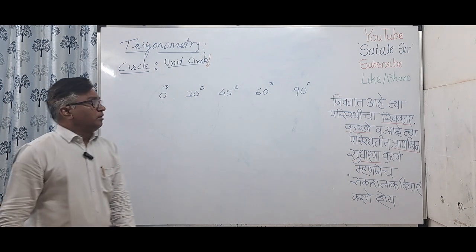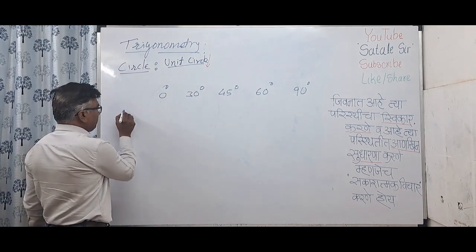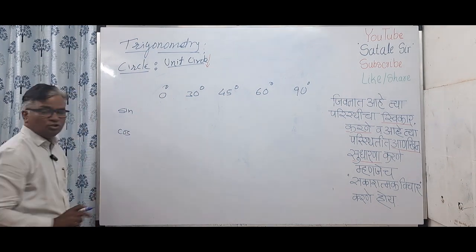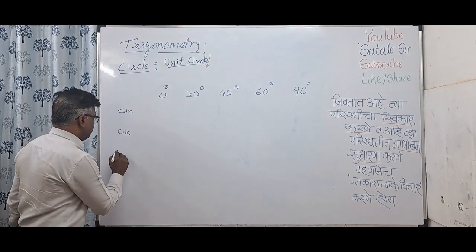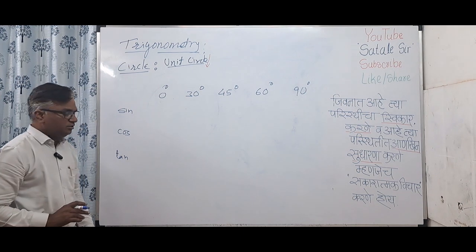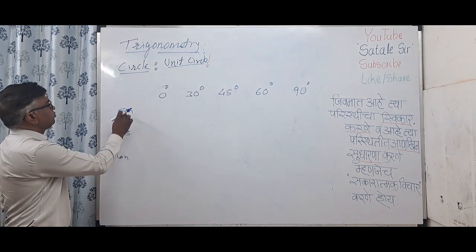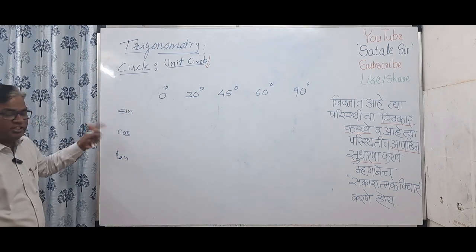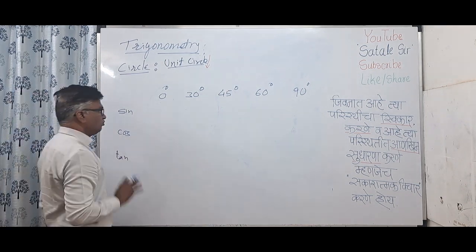Okay, now what I'm going to do is, here I'm writing down sine. This is cos, which means cosine, and then I am writing here tan, that means tangent. So tangent is nothing but the ratio of sine and cos. So tan equals what? Sine divided by cos, and we'll see how we get the answers.